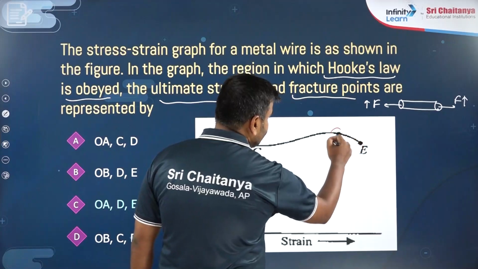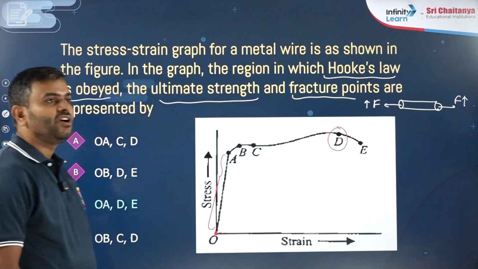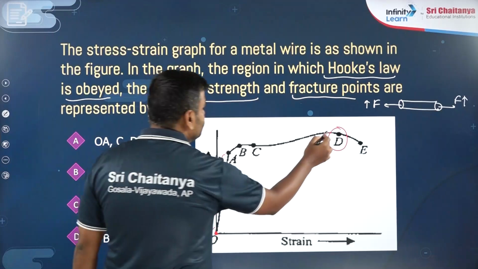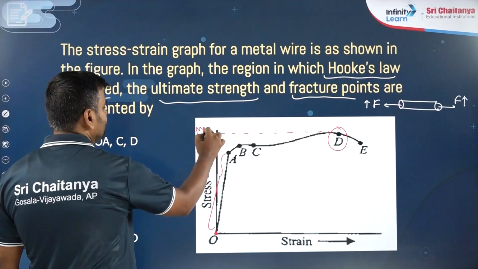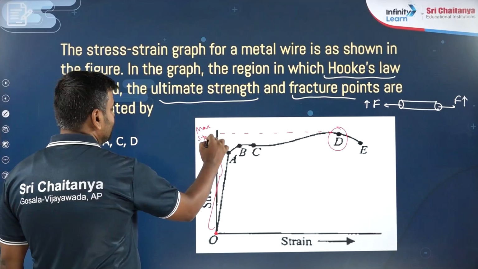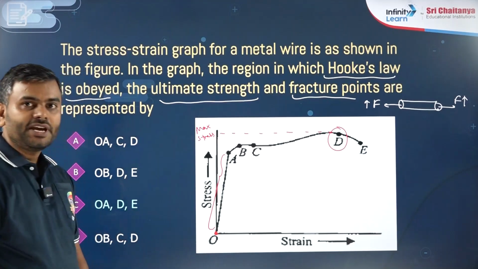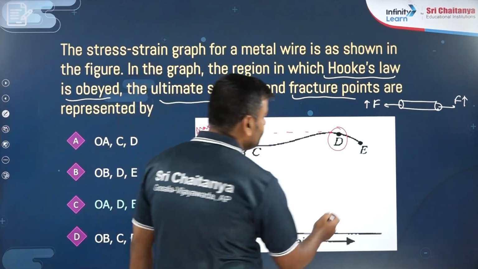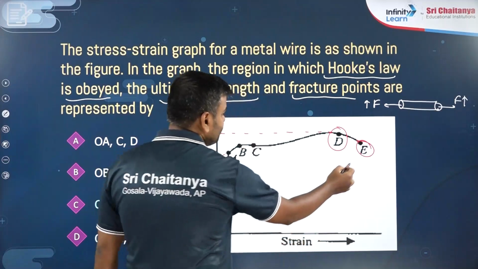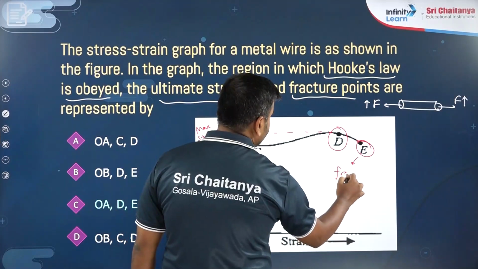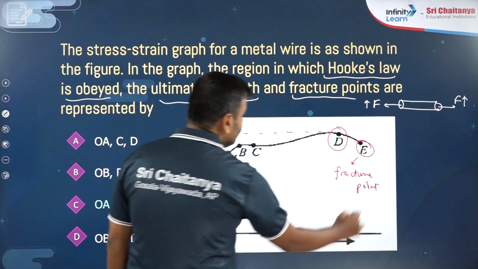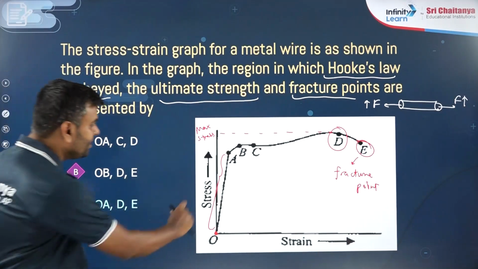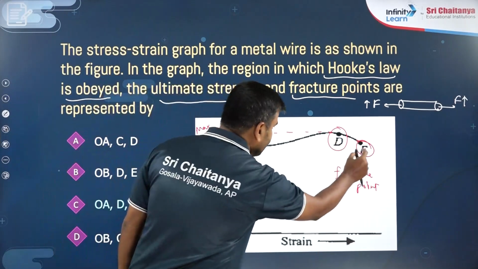And this D point, you can see that this D point is giving you what? The maximum value of stress. You can say this is the maximum stress value point. Max stress we have at D point. And finally the material is going to break at this E point. So this E point is also called the fracture point. So what will be the option? Option should be OA, D and E.